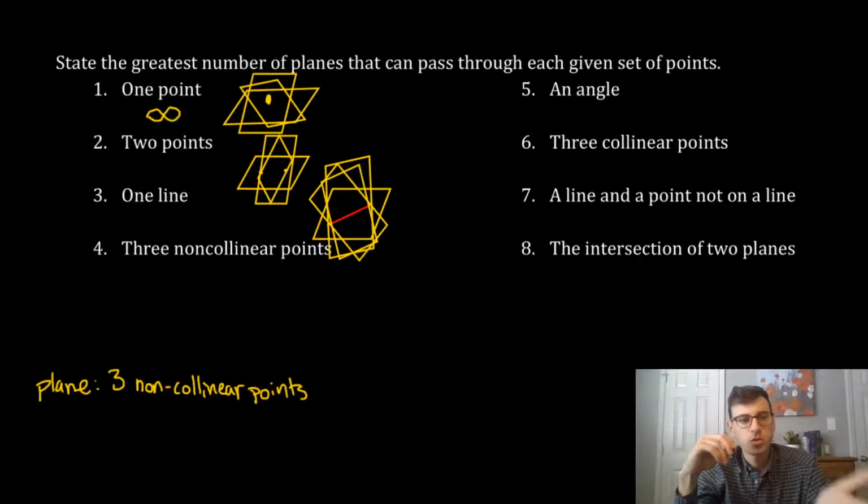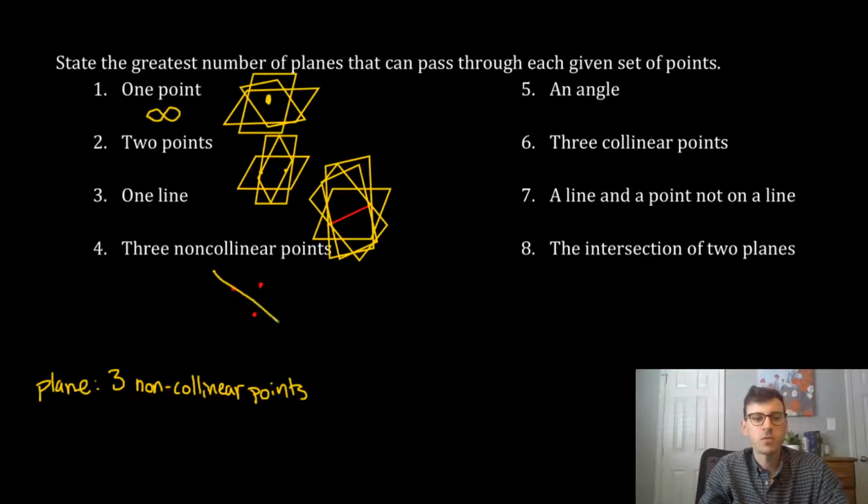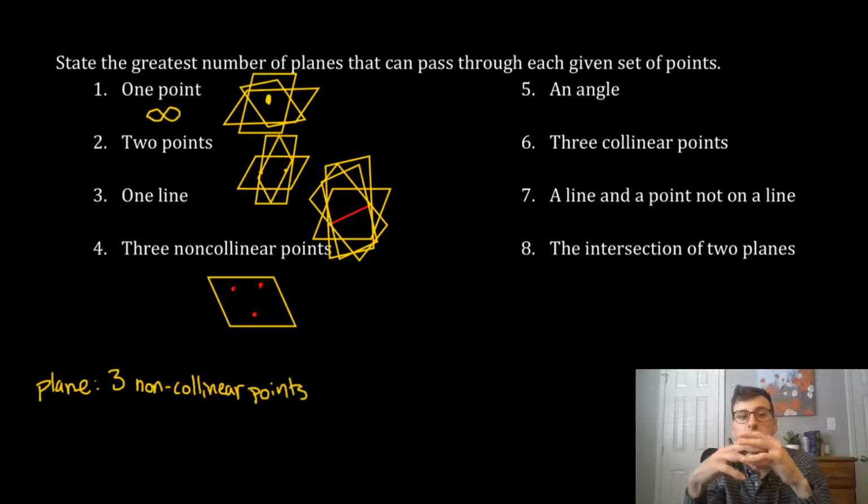Okay, 3 non-collinear points. Well, we said that a plane is defined by 3 non-collinear points. So if we have 3 non-collinear points, the only thing that could contain them would be just one plane. Because, again, by definition, a plane is 3 non-collinear points.